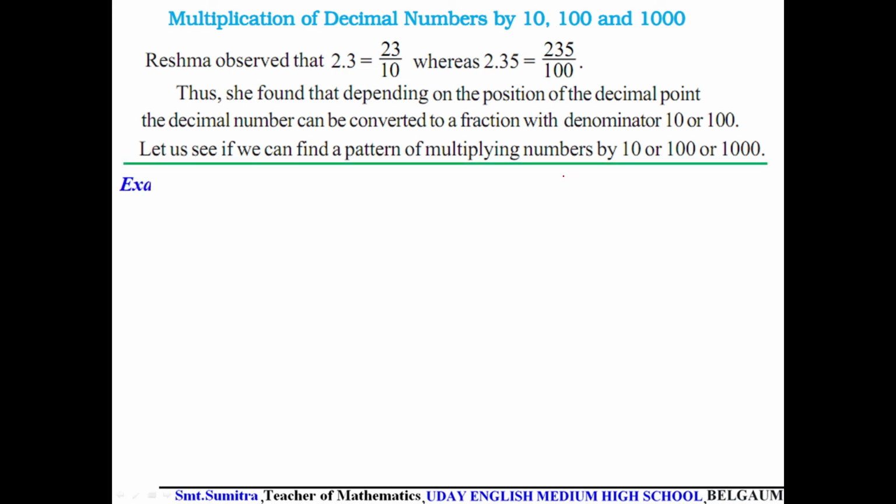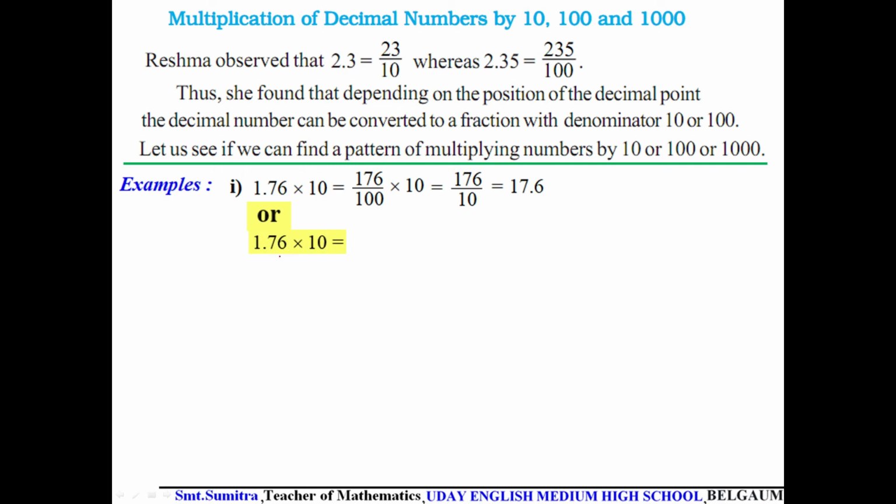For example, 1.76 into 10. 1.76 can be written as 176 by 100 into 10. This we can cancel. 176 by 10. Further it is 17.6. There is one more simple method of multiplying. Let us see.